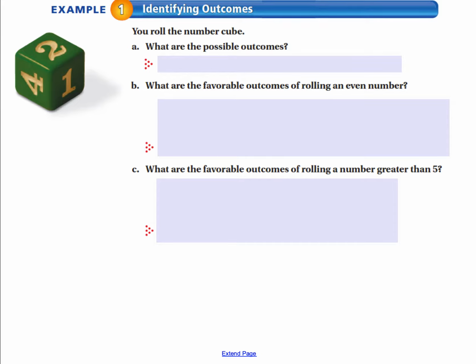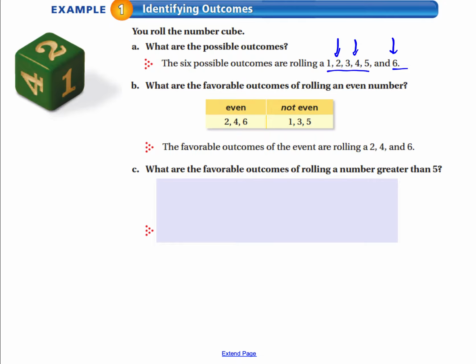Okay, you roll the number cube. What are the possible outcomes? Well, you should realize since there are 6 sides, the possible outcomes include 1, 2, 3, 4, 5, and 6. What are the favorable outcomes for rolling an even number? Well, you need to look at the list of outcomes and choose all of the ones that are even, 2, 4, and 6.